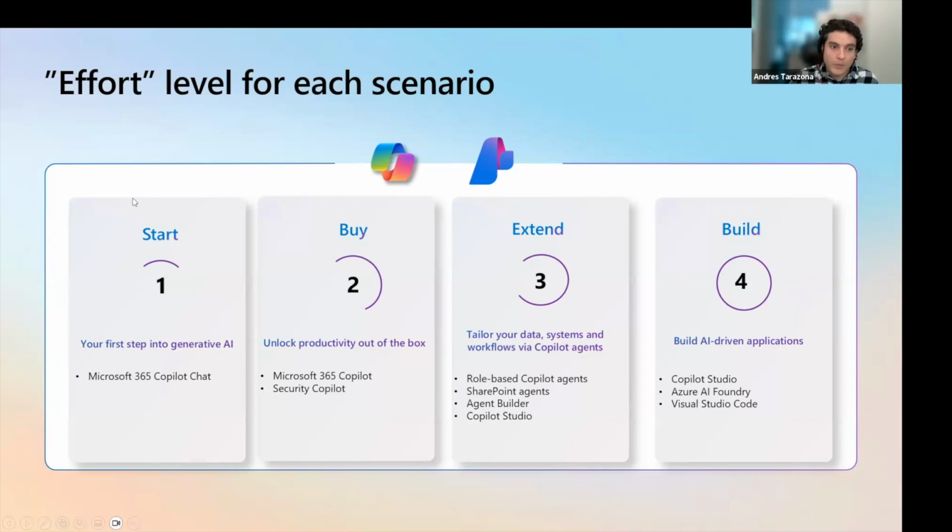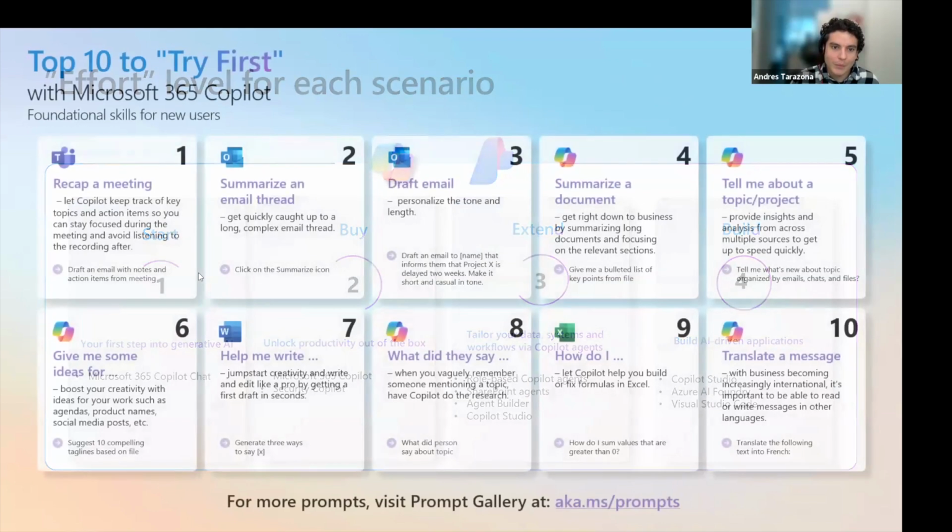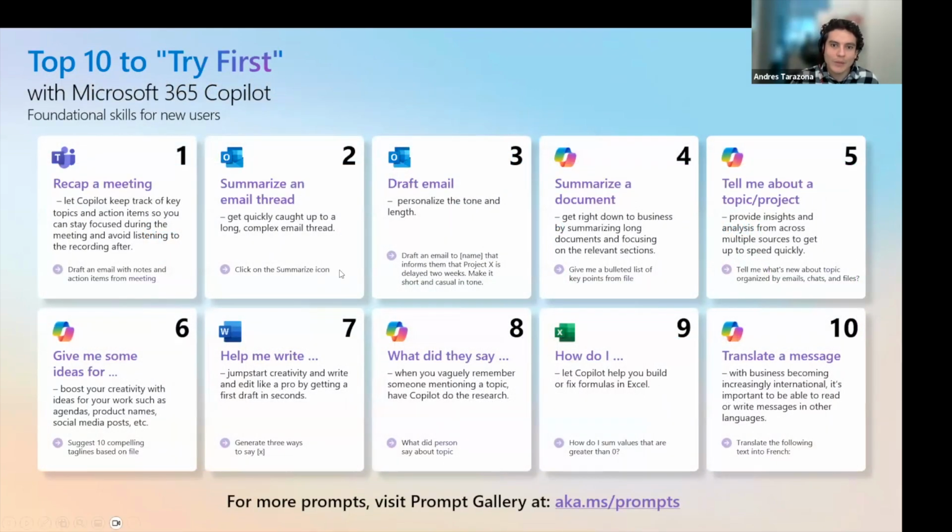And one of the examples for this portion, the point one, is this one. Well, this combines 1 and 2 because you need a paid license for accessing Copilot in your mail or in Teams. These are the top 10 try-first scenarios recommended by Microsoft. So you can recap a meeting, summarize an email thread, draft an email, summarize a document, and so on. There are different examples here. Here is an example of the prompt that you can put in the chat, and it's going to help you with those tasks. So you can start simple like this one, or you can start building your custom agents.